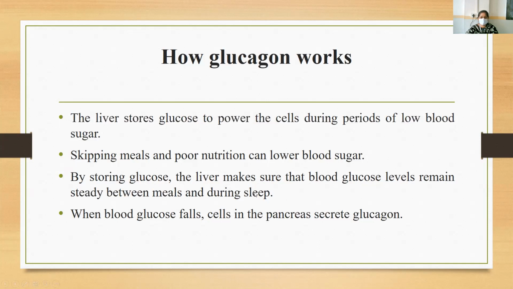By storing glucose, the liver makes sure that the blood glucose level remains steady between meals and during sleep. This is the reason why glucose is converted to glycogen and stored. Whenever you are skipping meals, or during the night when you're sleeping, there are so many hours of fasting where this process is taking place without your knowledge. So glycogen is converted to glucose.